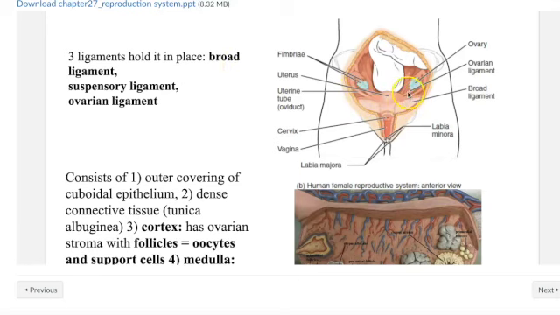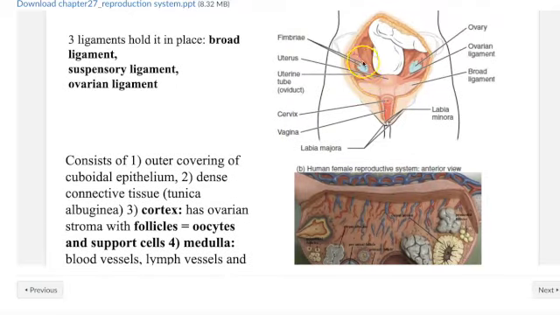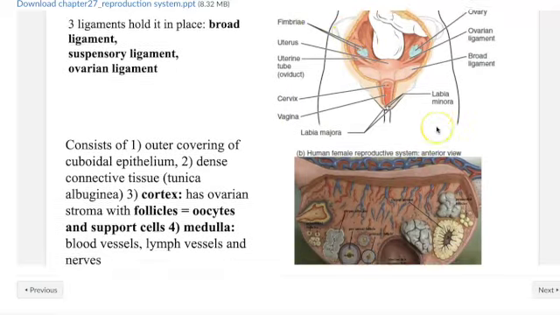Okay, and there is an ovarian ligament, which is right in front of the ovary, and there is another suspensory ligament, which is around there to hold the ovary in place. It holds the ovary in place. Okay, and here we're going to look into all those, the fimbriae and all that.